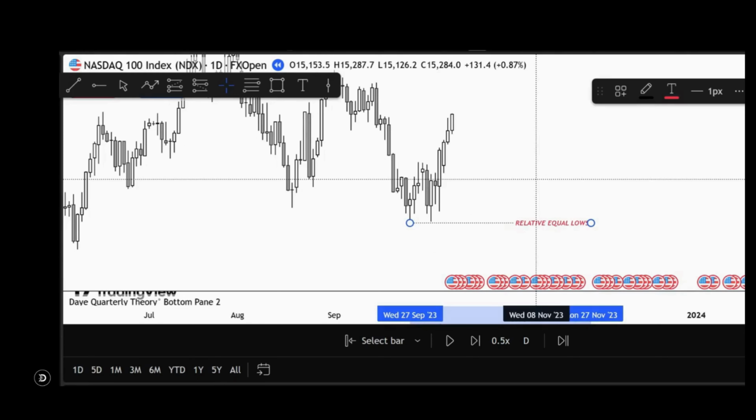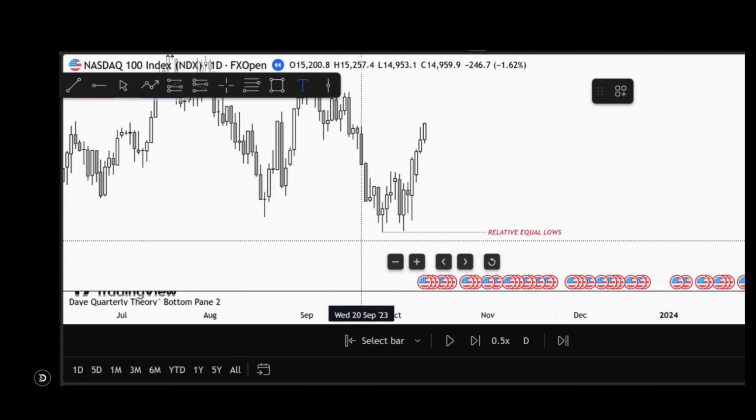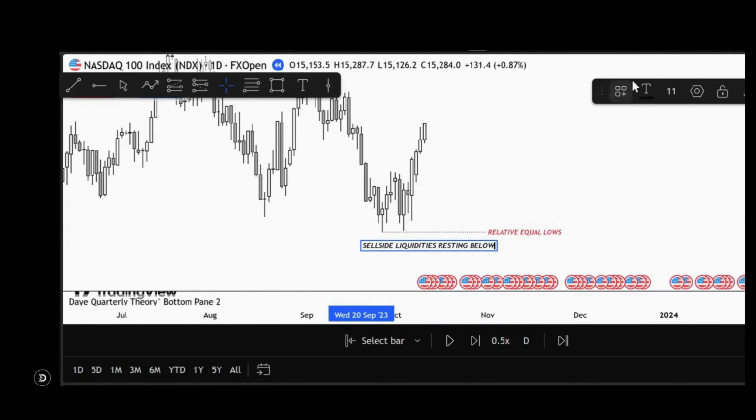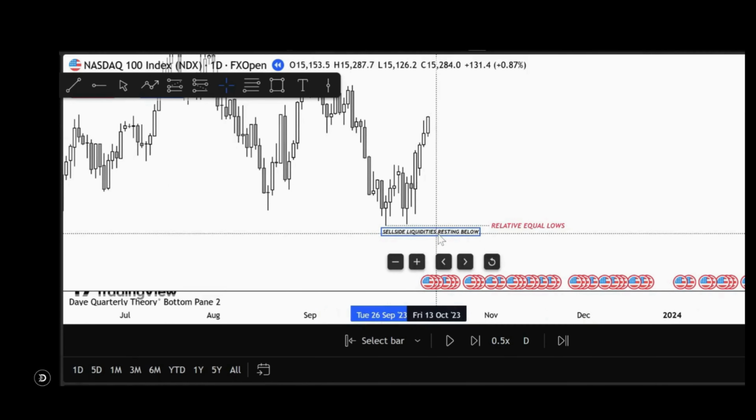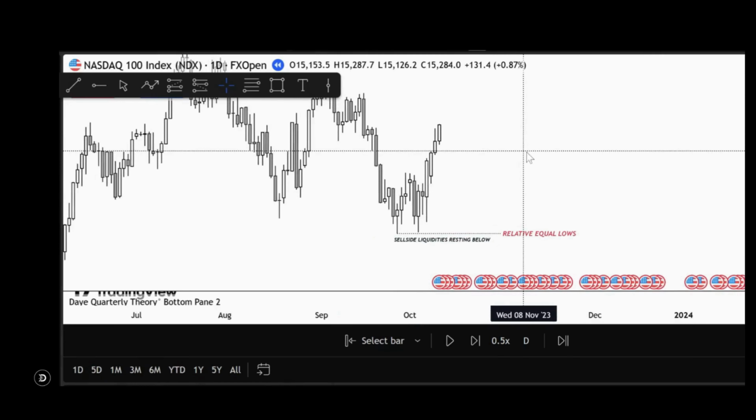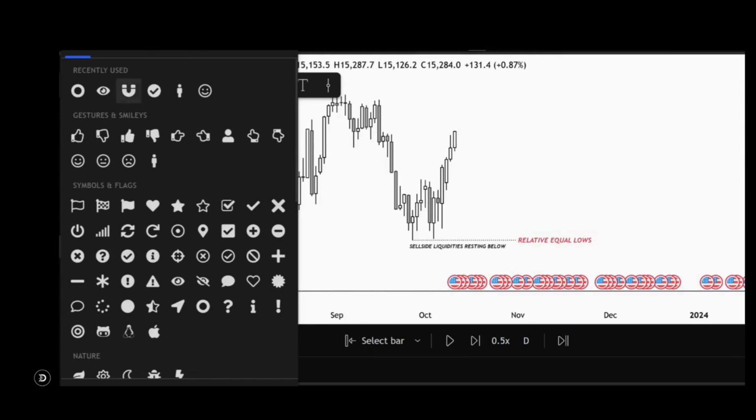So whenever you see relatively equal highs or lows, there is a high chance that the market is going to eventually gravitate towards that high or low. Okay. Whenever I'm on a trade, right, I like to set my targets towards a relatively equal high or a relatively equal low, right? That will offer me a higher chance of price meeting my target.